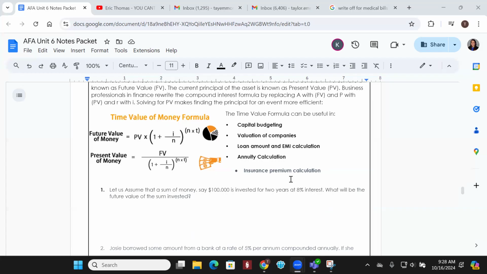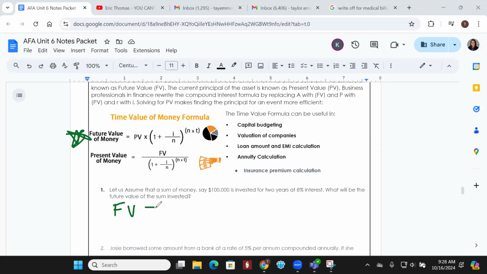Okay, so let us assume that a sum of money, say 100,000, is invested for 2 years at 8% interest rate. What will be the future value of the sum invested? So we're going to find the future value. So we're going to do this guy.